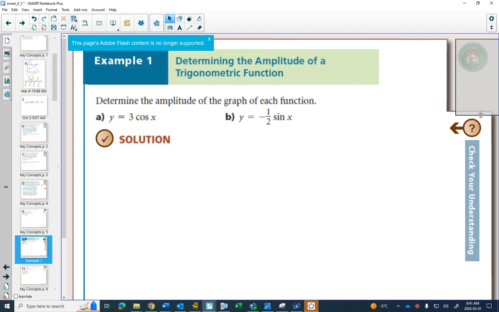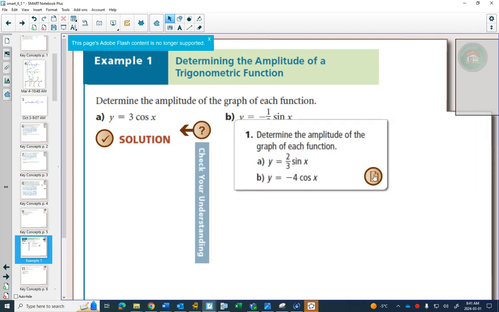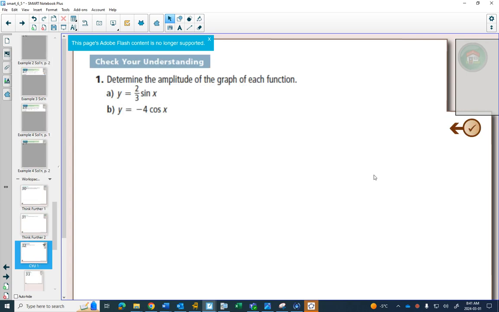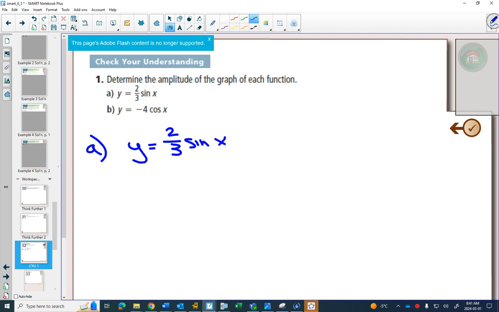And in example 1, we're going to be looking at the a values. So if you had a 2/3 out in front, using our transformations unit, we'd say that's a vertical compression. You're going to multiply all of your y values by 2/3.